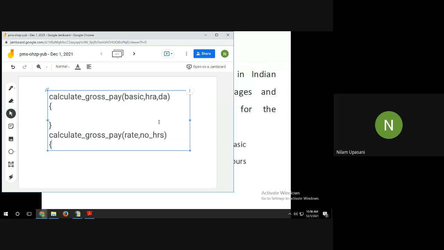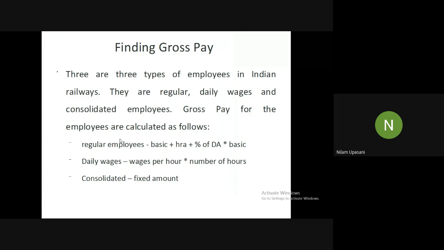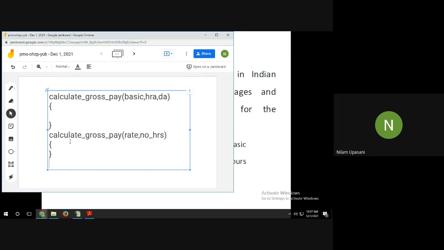Okay, so based on this, it will be calculated. Okay, and for the third one, that is consolidated, again for the consolidated type of employee also we are calculating the same thing. तो नाम तो अलग नहीं हो सकता ना.